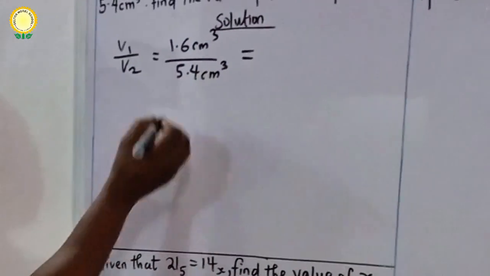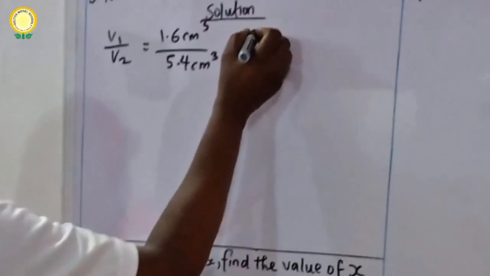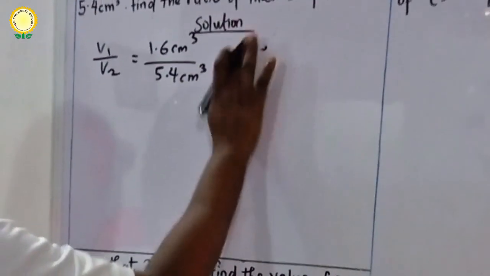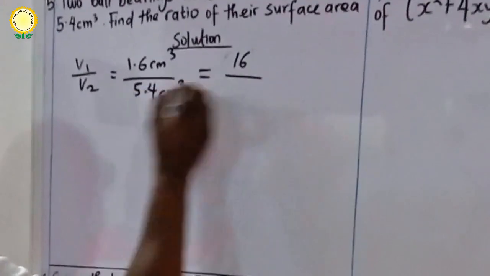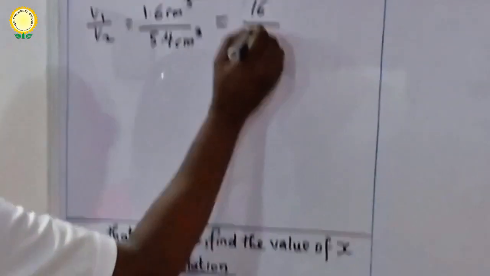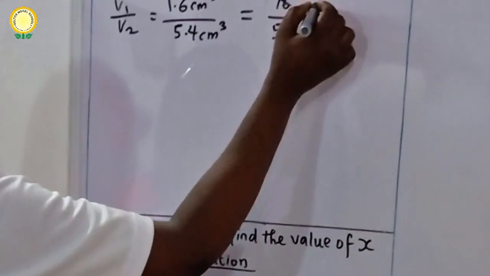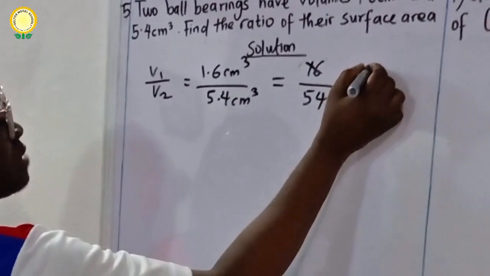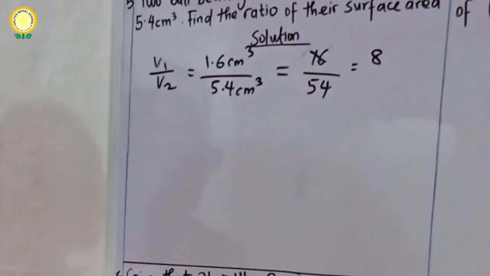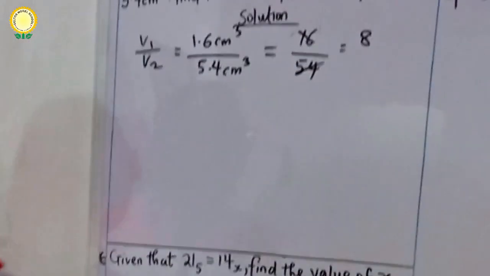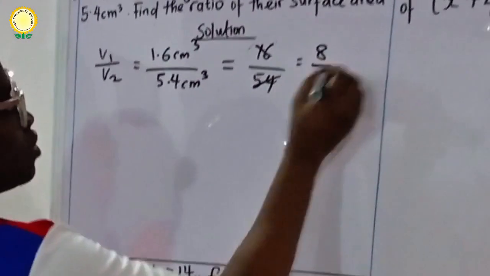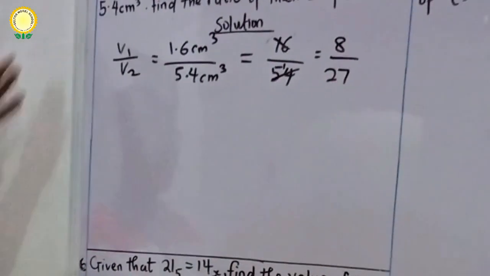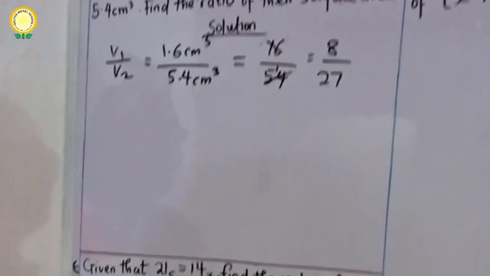Let's remove the decimal to make our work easier. We have 1.6. When we remove the decimal, times 10, it will be 16. 5.4 times 10 will give you what? 54. Let's reduce to its lowest term. If we divide this by 2, we have 8, and if we divide this by 2, we have 27. So the ratio V1 to V2 is 8/27.